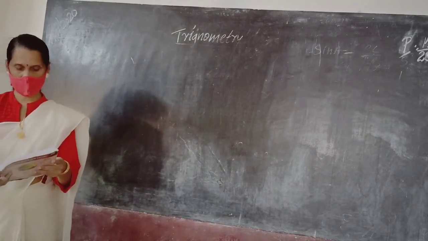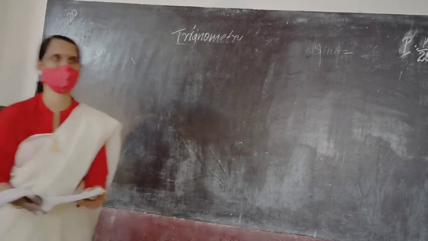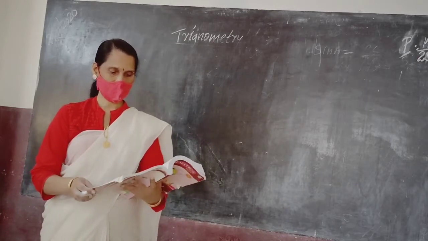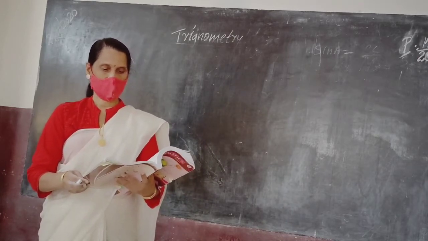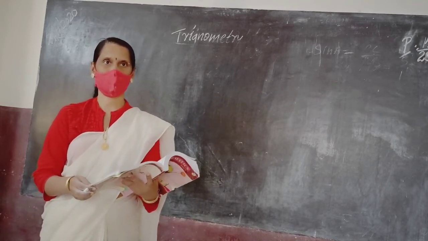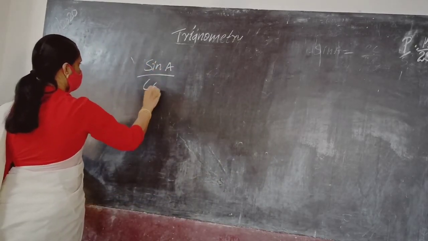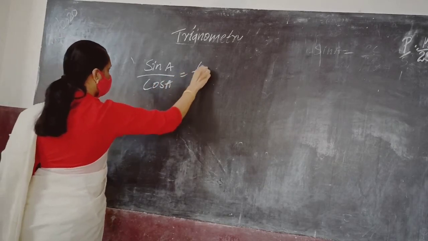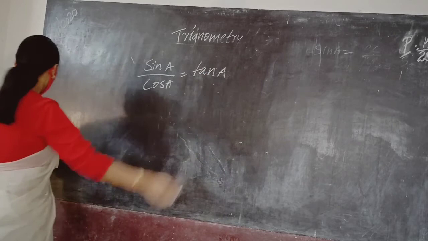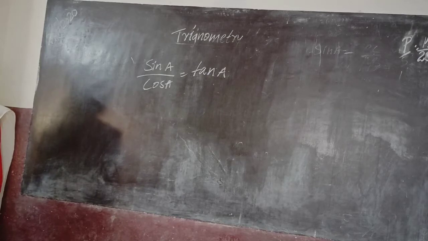Now next. Is tan A a product of tan and A? No, A is only the angle. Next, is sin A by cos A equal to tan A? Do you agree? Yes, ma'am. All of you agree. Can you say how?